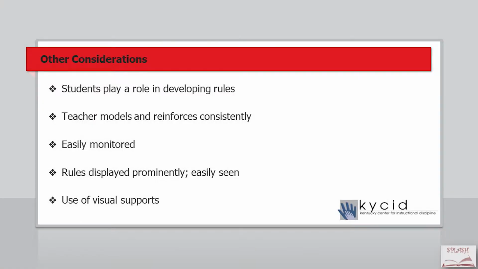Once you have your rules developed, there are some other considerations that may help in the implementation of the rules. First, to what extent can your student play in the development of the rules? Do the adults model and reinforce the rules consistently? Can the rules be easily monitored to identify when the rules need to be retaught? Are the rules displayed prominently or easily seen? What visual supports are needed for the students?